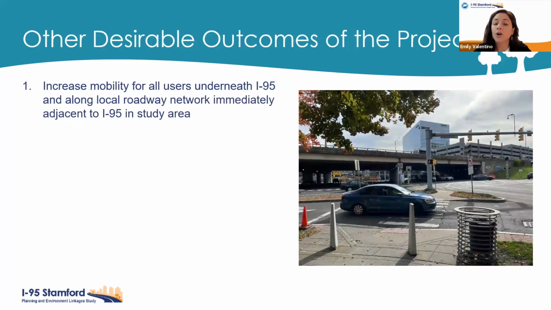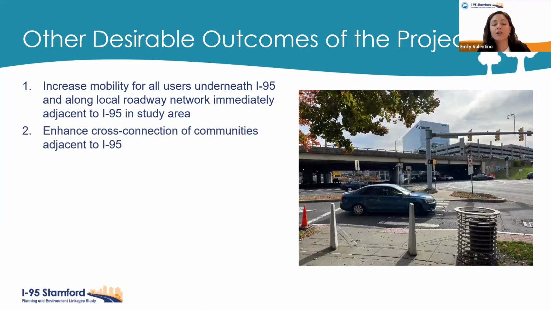Secondary purpose and need or other desirable outcomes of the project. We have one, to increase mobility for all users, and that's under I-95 as well as in the local roadway network immediately adjacent to I-95. The second one was an addition based on feedback from the public, so thank you for this. This was to enhance cross-connection of communities adjacent to I-95, so that's those north-south connections, and specifically under the I-95 overpass.